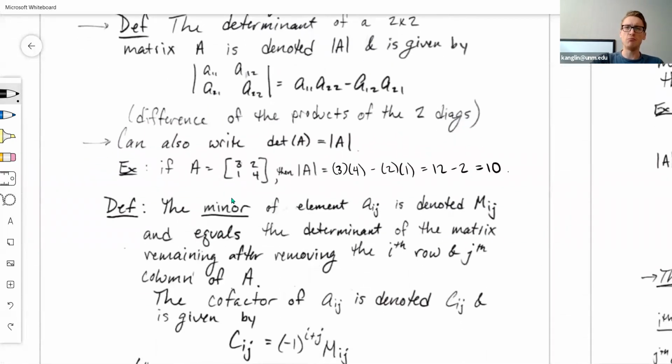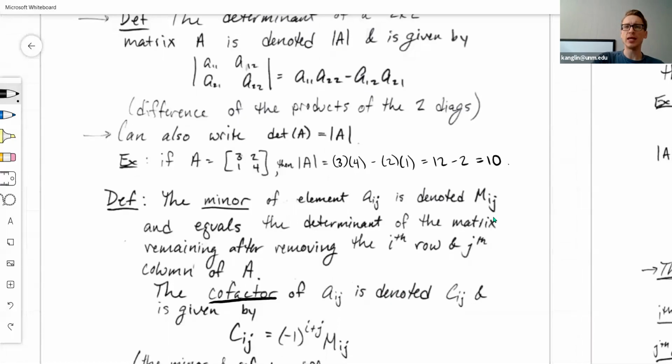So we define the minor that way. We go one step further. I should underline this too, something else we're defining. We then define the cofactor of that same element aij. Instead of the minor, which we denote mij, the cofactor for aij we denote cij.